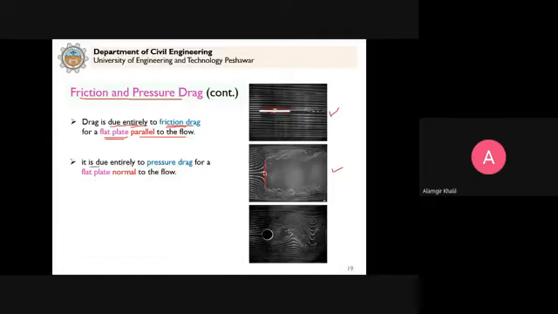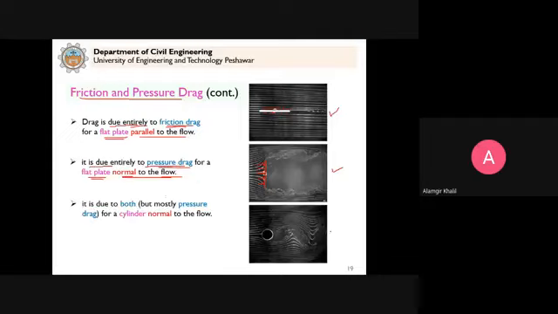So now in this case it is due entirely to pressure drag for a flat plate normal to the flow. You can see the friction will be just here at the top and at the bottom, which is very small. So the greater portion will be that of the pressure drag, which is acting perpendicular to this surface pressure. So that's why it is written that it is due entirely to pressure drag for a flat plate normal to the flow. So you can see here the shape of the body and orientation of the body plays an important role.